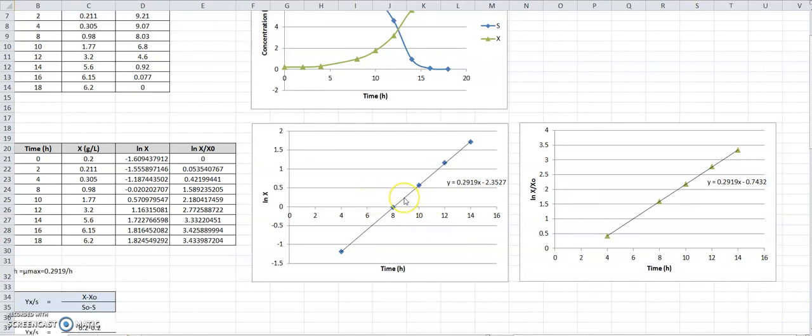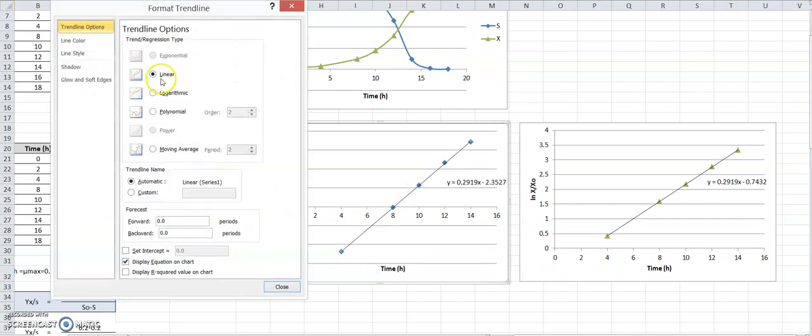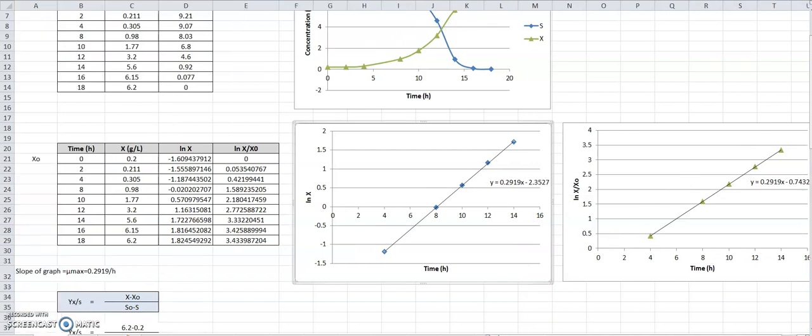Then you have a linear line by adding the trend line, set as linear, and then display the equation. Then you have the equation as shown here. From the equation, the slope of the line represents the maximum specific growth rate for the fermentation, which is 0.2919 per hour.